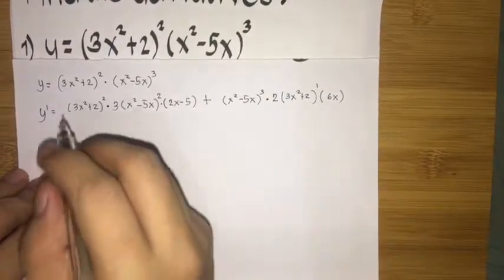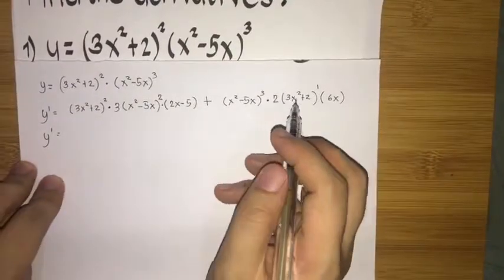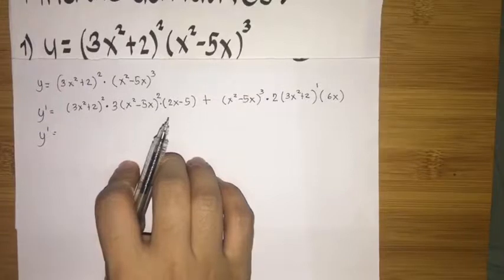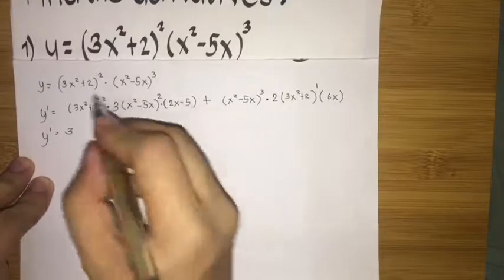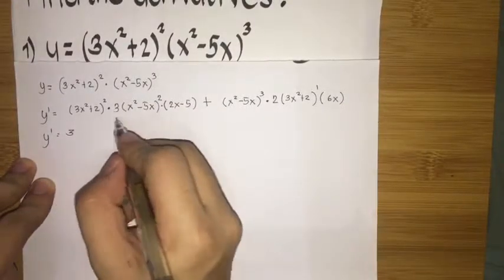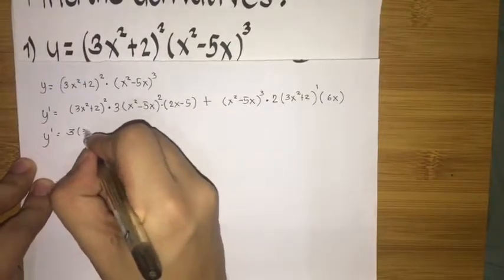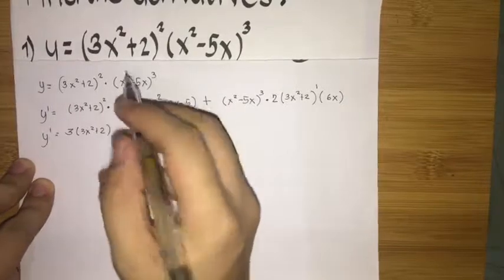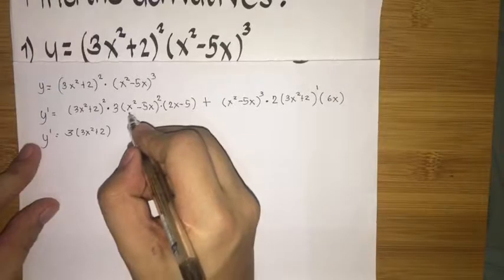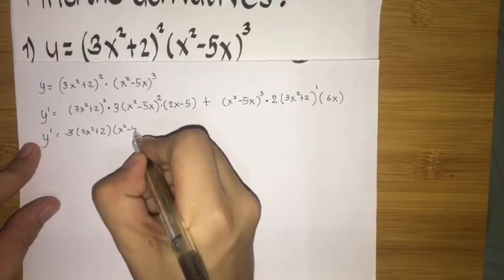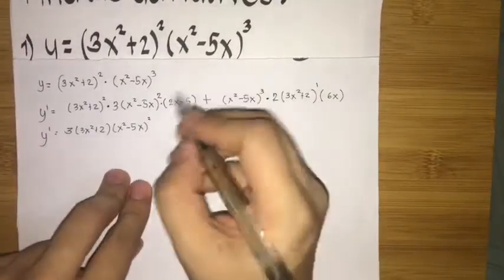The next step will be the simplification. So let's simplify it. Let's find first their common factor. So for the constant, we have 3. For 3x squared plus 2, we have 3x squared plus 2 raised to 1 only, since we're looking for the least common factor. Then for the x squared minus 5x, we'll have it raised to 2, since it is the least one.